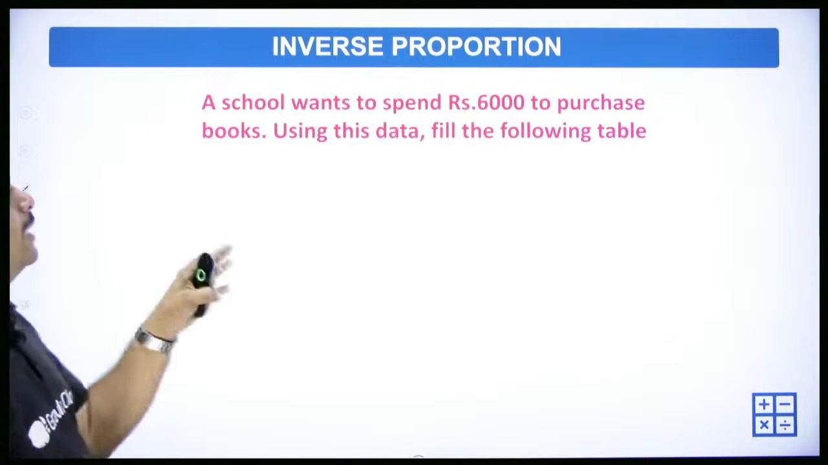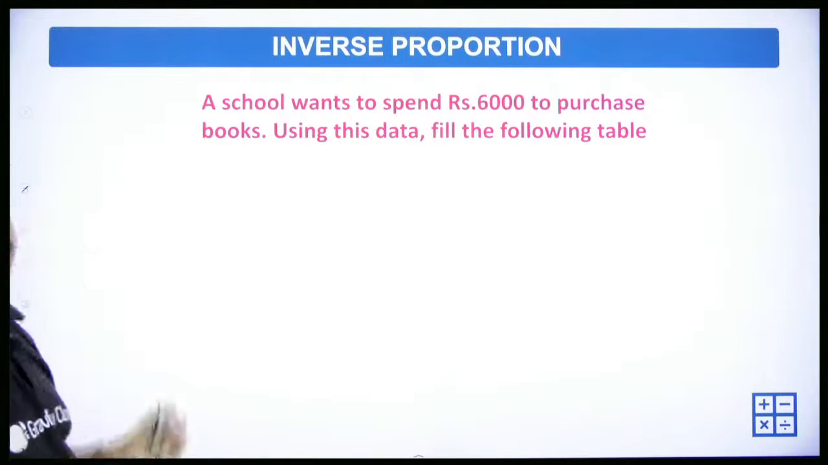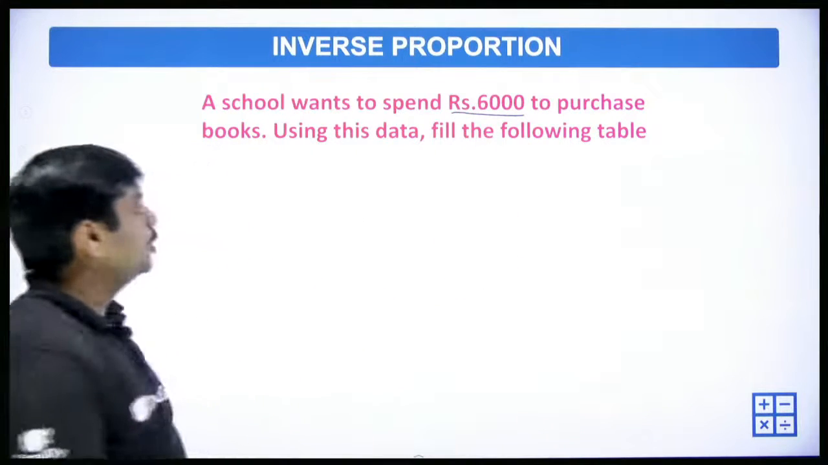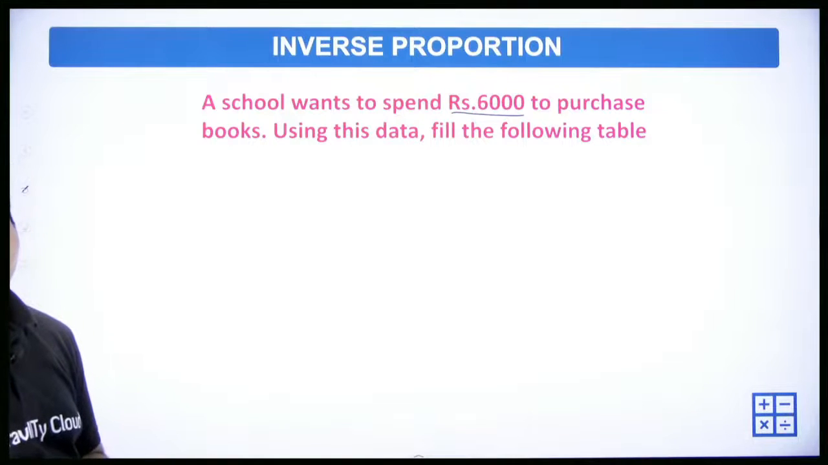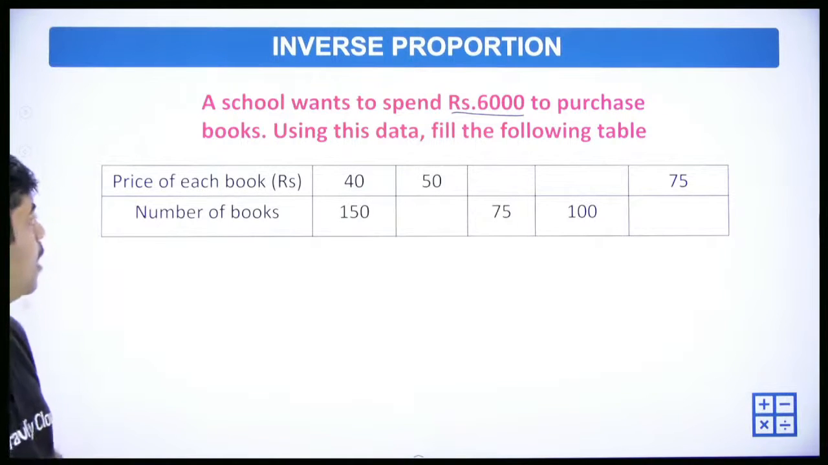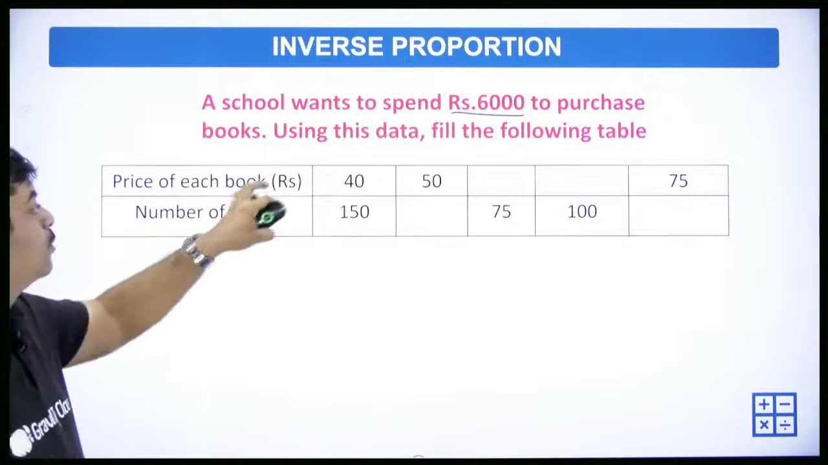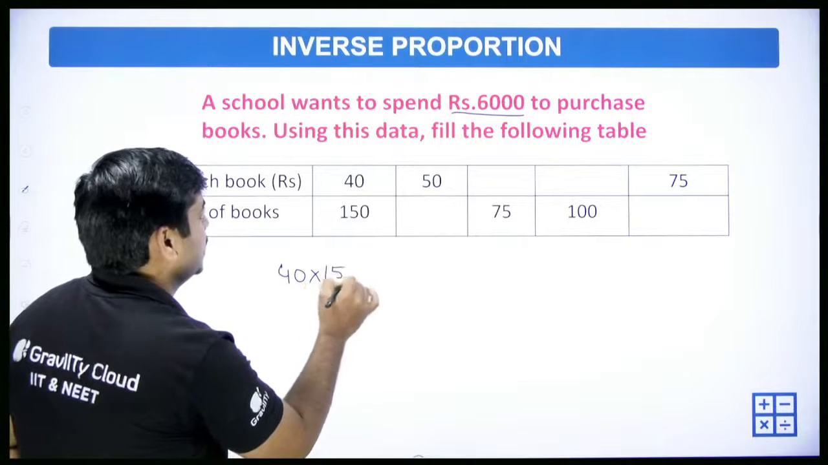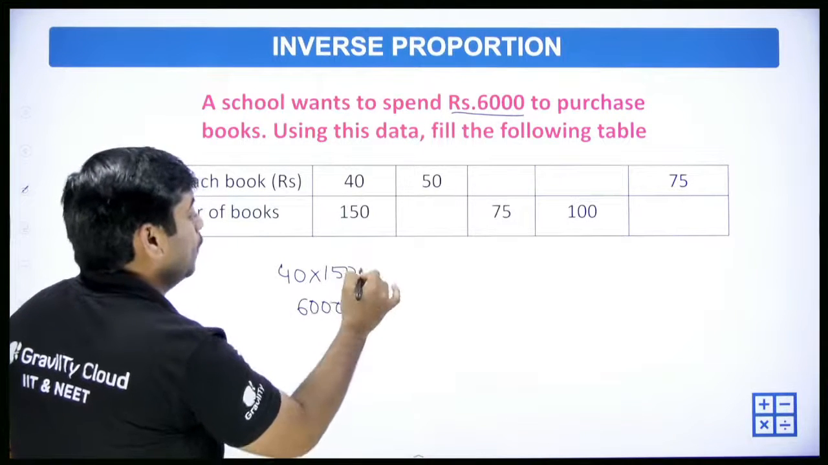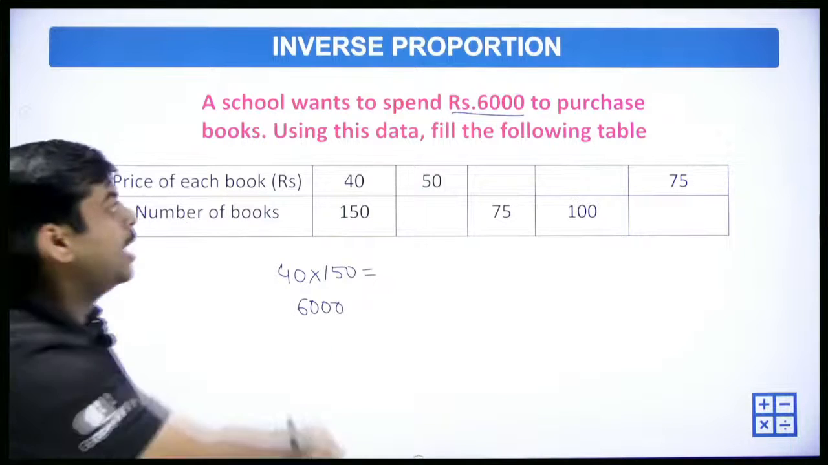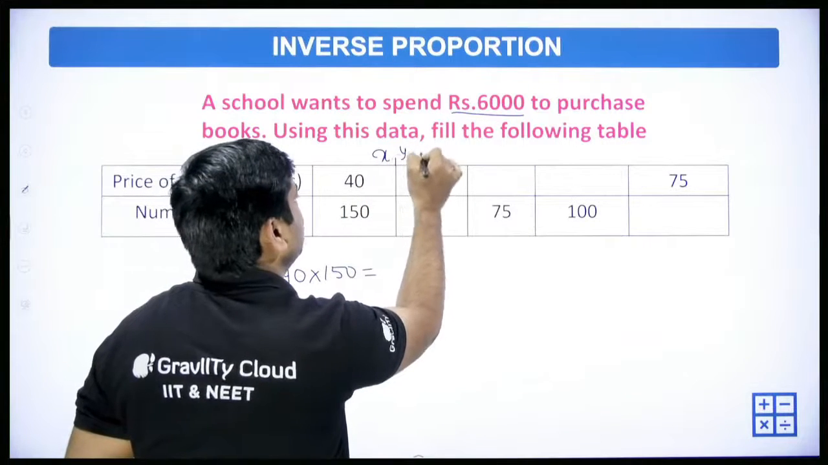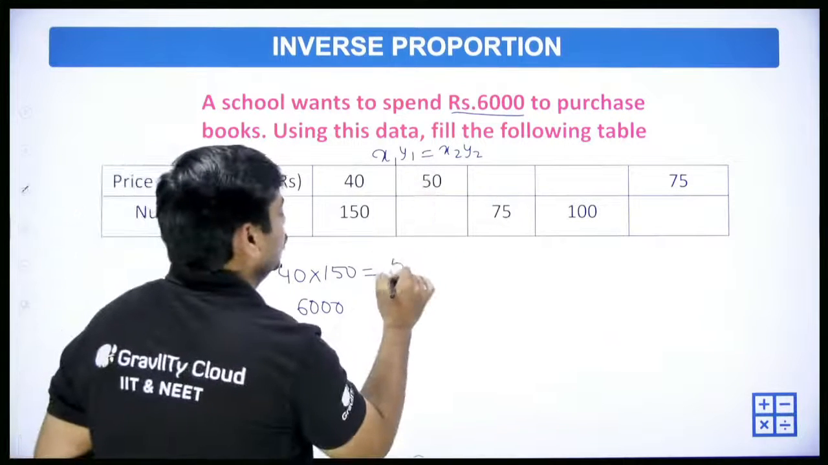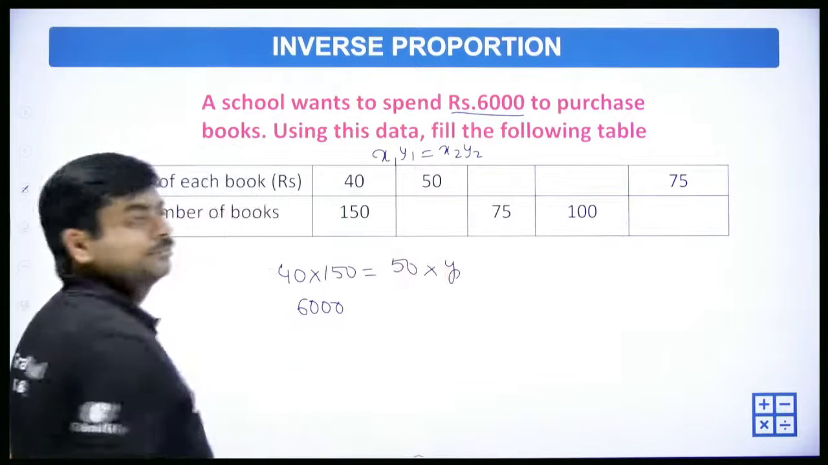A school wants to spend 6,000 rupees to purchase books. Using this data, fill the following data. Okay, so see here. Price of each book is given 40, number of books is 150. So you can say 40 into 150, which is equal to 6,000 rupees. Which should be equal, in inverse proportion, x1 y1 is equal to x2 y2. Right? So this should be equal to 50 into some value of y.